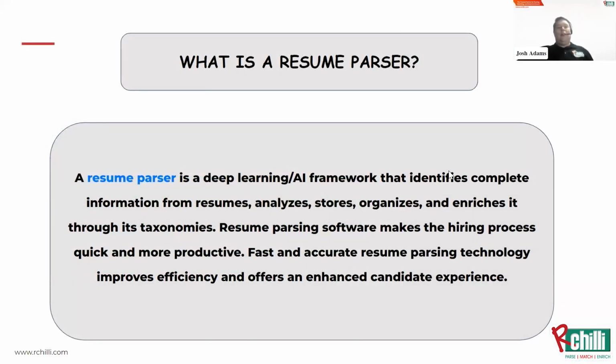So I know I kind of went over all of this, but we're just going to touch base. As far as resume parsing: deep learning framework, analyze, stores, organizes, enriches through taxonomies. The enrichment part is very important because not all resume parsers do this. The most important aspects of a resume tend to be the skills and such, but a resume is a document written by a human being, meant to be read by another human being, so you tend to have a lot of inferred information.